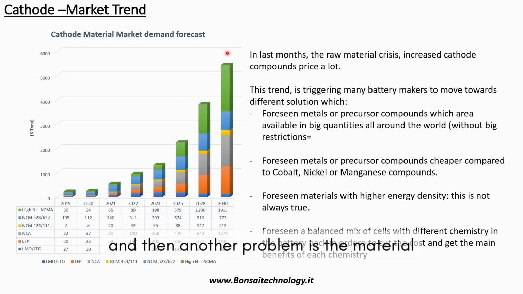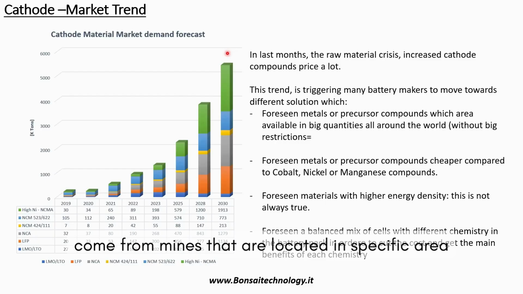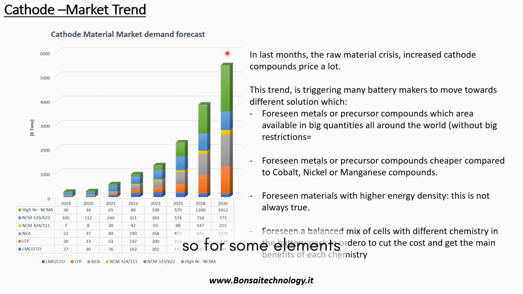And then another problem is the material availability. Some components come from mines that are located in a specific area, and so for some elements there is a kind of monopoly, or some kind of cartel. But this is the current state of the art. So the trend is to move to more available materials like LFP and so on.